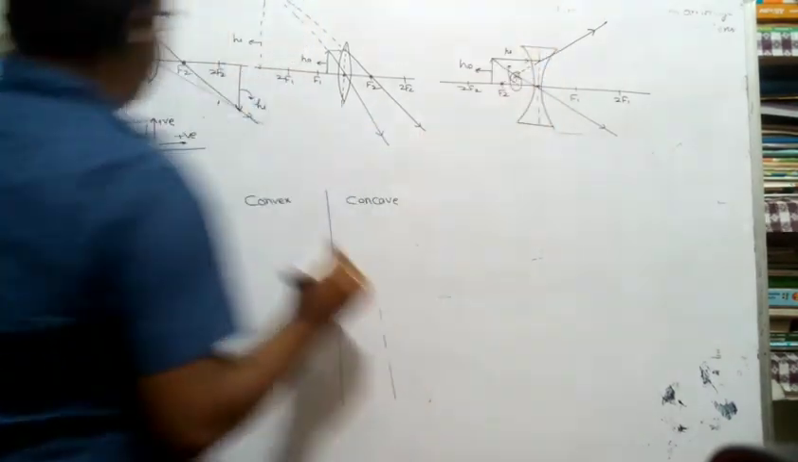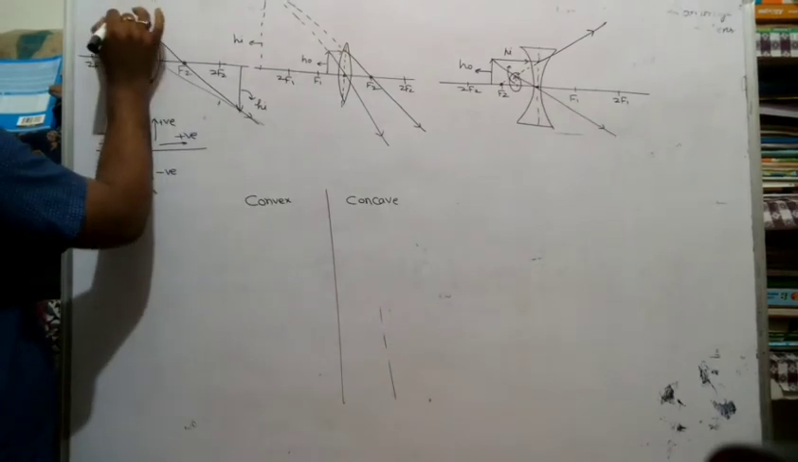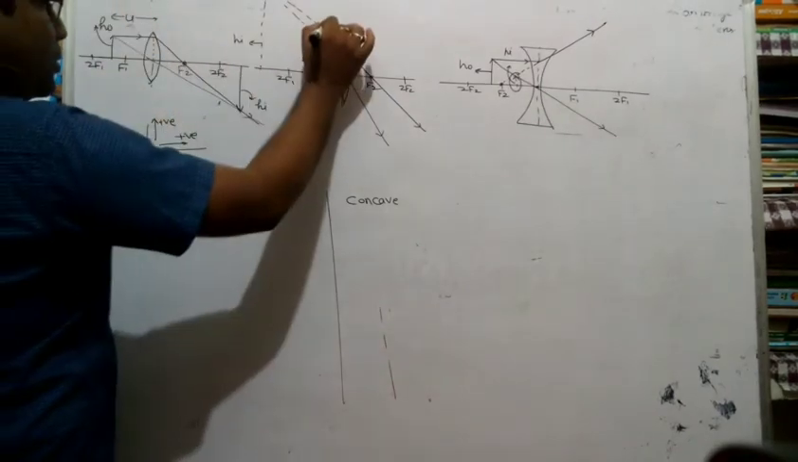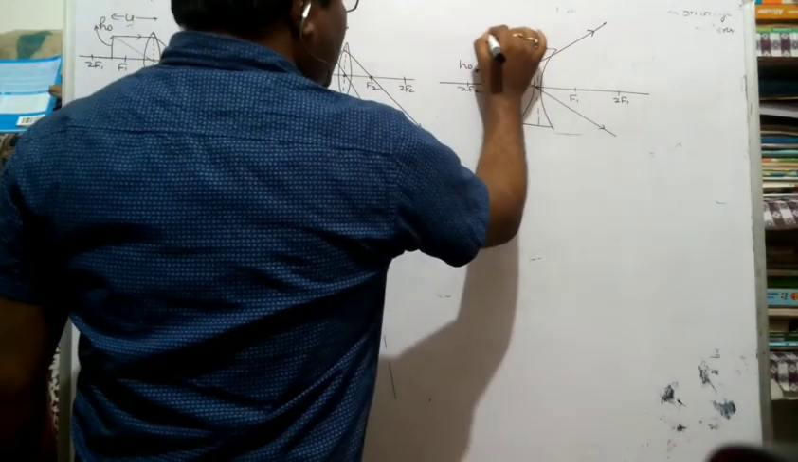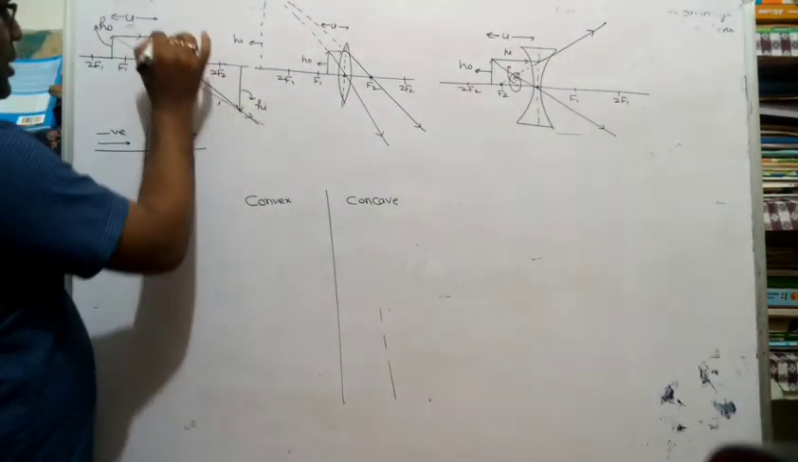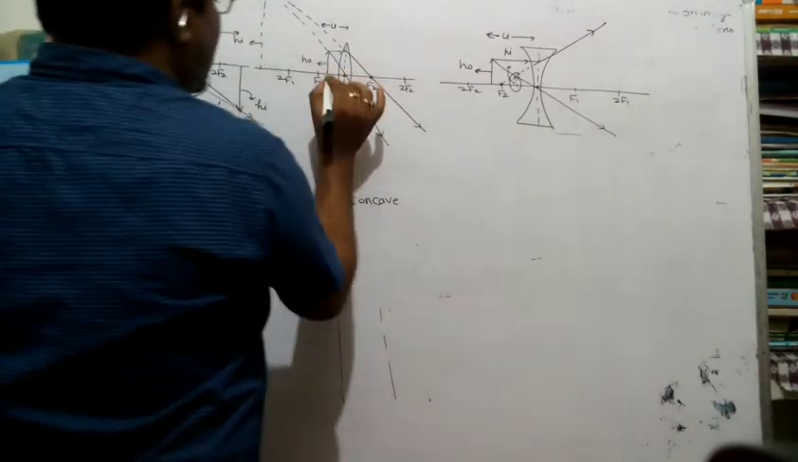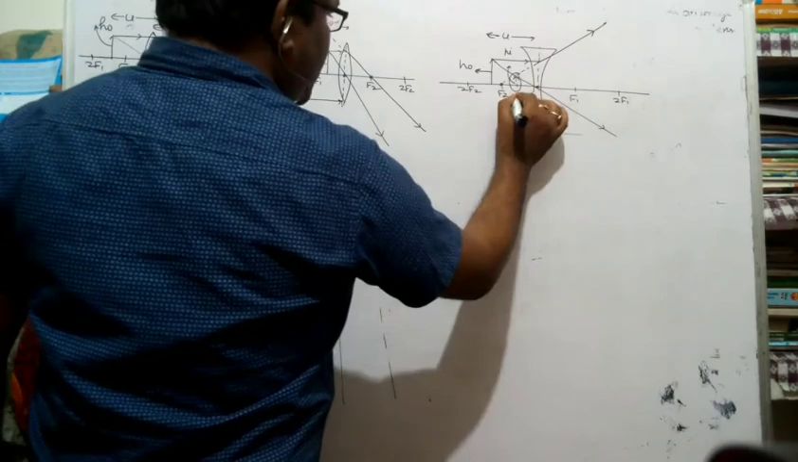Now see beta, the distance between the object and the optical center is u. Here is u, and this is u here. This is the image distance. So we say this one is v, here is v, and here is v. Okay.